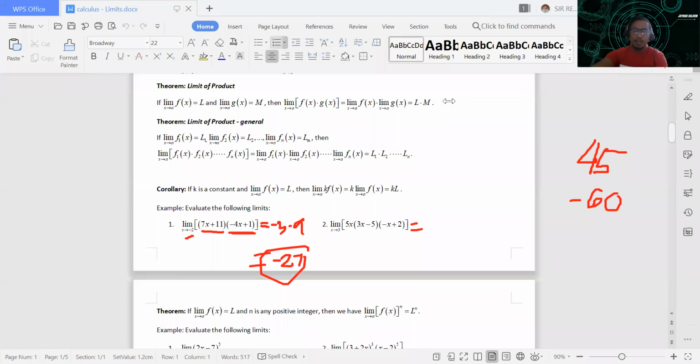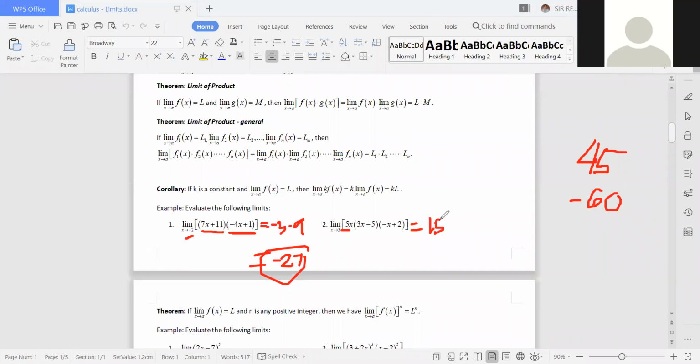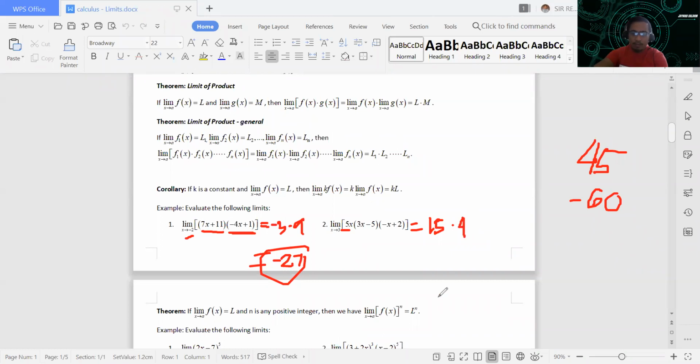Okay, let's do it. If you use it here, it is positive 3, right? Positive 3 times 5 will give us 15, right? Yes. Positive 3 times 3 is 9, minus 5 is 4. Right? Agree?